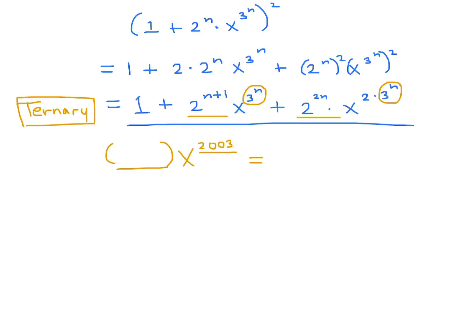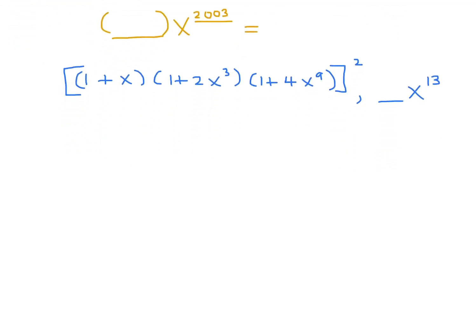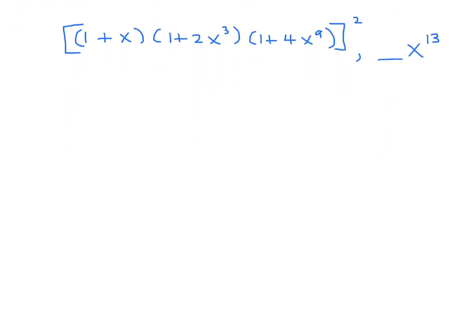So let's say I've got a term very similar. I've got 1 plus x, 1 plus 2x to the power of 3, and 1 plus 4x to the power of 9. I'm making a small one to kind of give you an example. And in a very similar way, we're going to square it. And I say, find me the coefficient of x to the 13. All right, well, how do we do this?